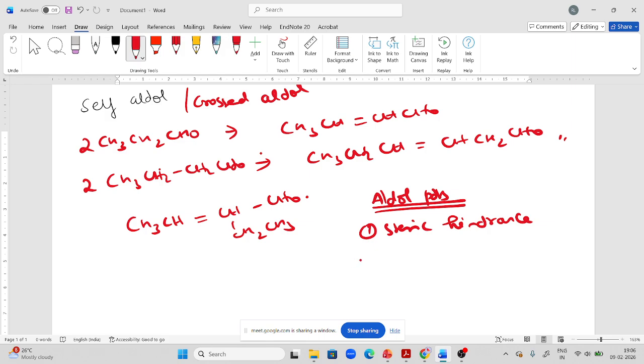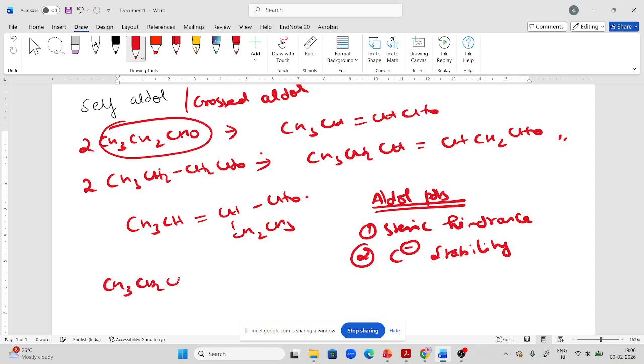What is the intermediate here? Carbon intermediate. What carbon intermediate? Carbanion. Very good. So definitely it depends upon the carbanion stability as well. If I look at this reactant initially, CH3CH2CHO, in the presence of the alkali, if this alpha hydrogen is lost, I'm creating CH minus CHO.